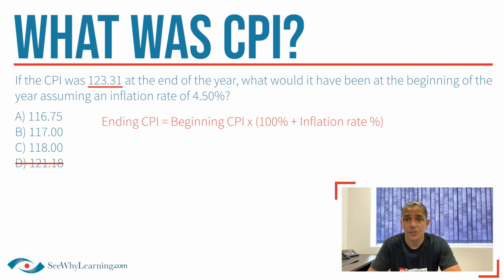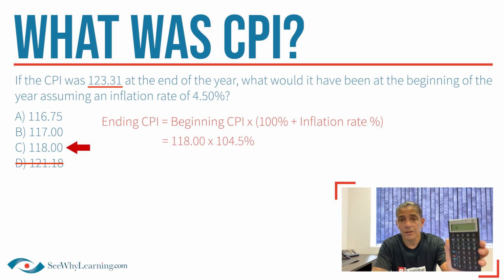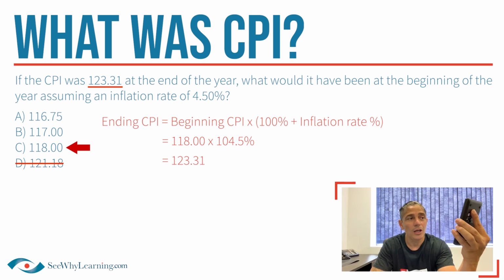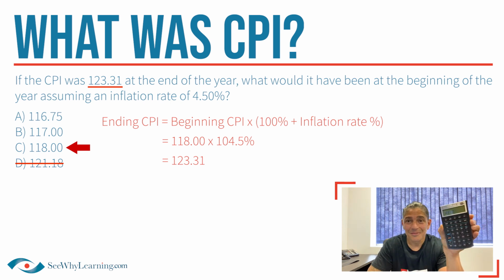Now I'm going to test answer C. So again, I'm going to take 118. I'm going to multiply it by 104.5. I'm using my percentage button. And I get 123.31. Holy geez, that's the right answer, isn't it? If the CPI was 118 and it increased by 104.5%, it would be 123.31, which again is the right number. So, with that in mind, let's pick answer C. And of course, we are correct. All right, let's move on to question number 3.